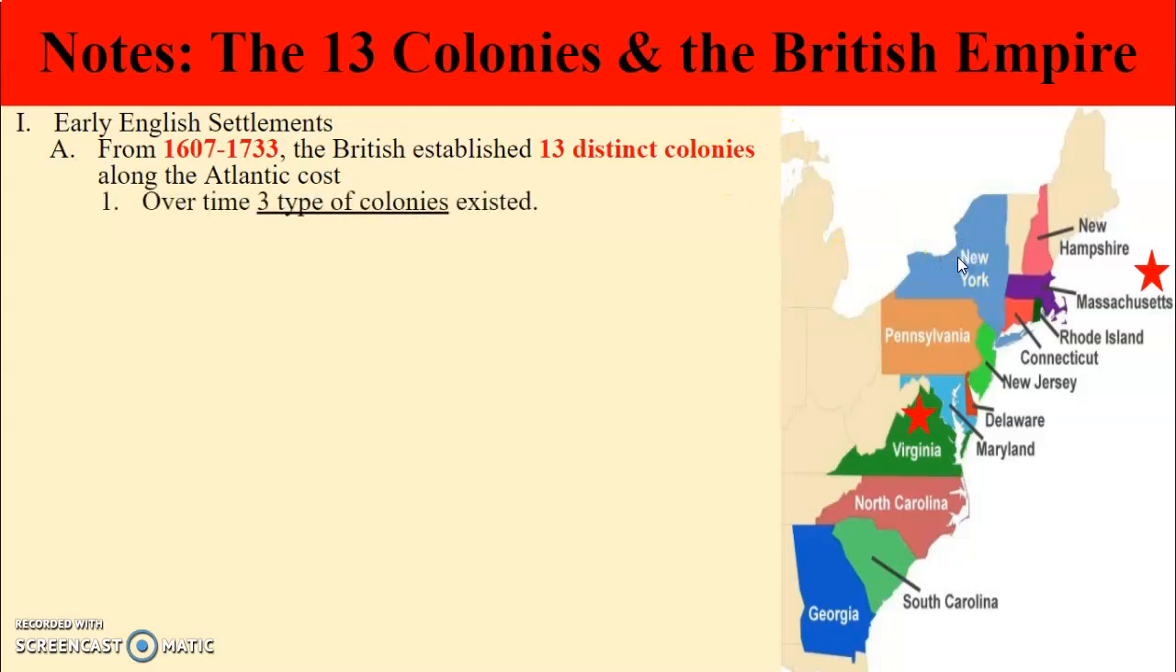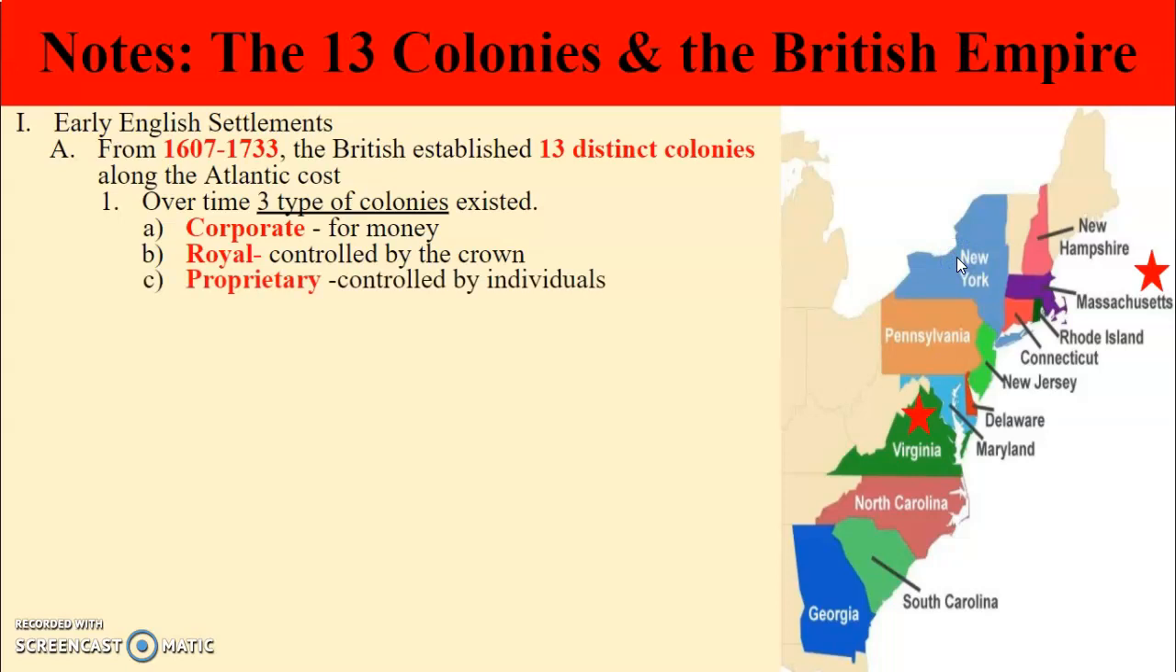Over time, three types of colonies existed. These three types were corporate. So some of the colonies were established for money, for corporate reasons, to make money and bring it back to England. Then royal, where the crown wanted to control other parts of the world and show its influence. So these colonies were established to bring pride and power to the royal crown.